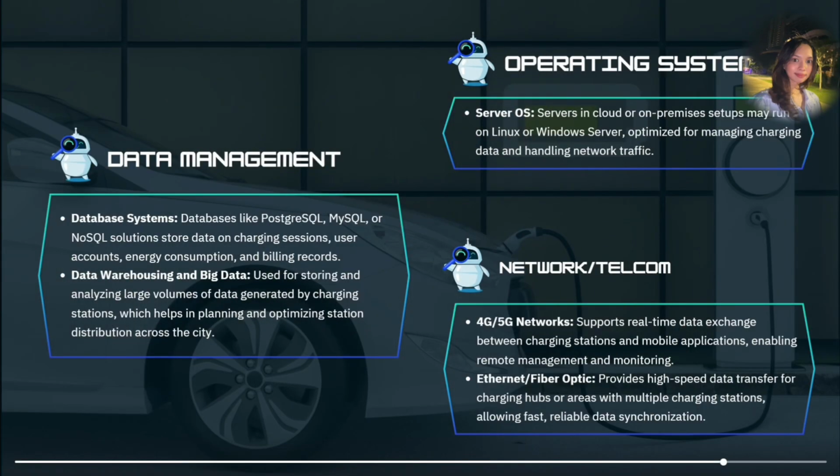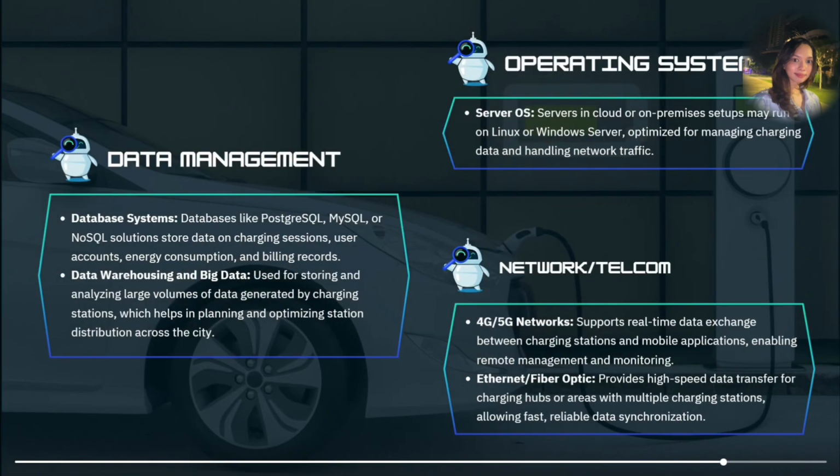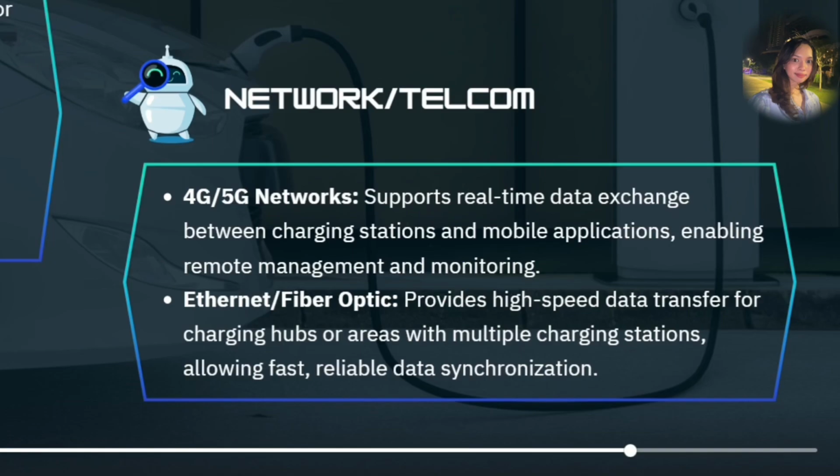Next, we will see in operating system, where server OS, such as cloud or on-premises setups, may run Linux or Windows servers, optimized for managing charging data and handling network traffic. Next is network or telecom, 4G or 5G networks. It supports real-time data exchange between charging stations and mobile applications, enabling remote management and monitoring.